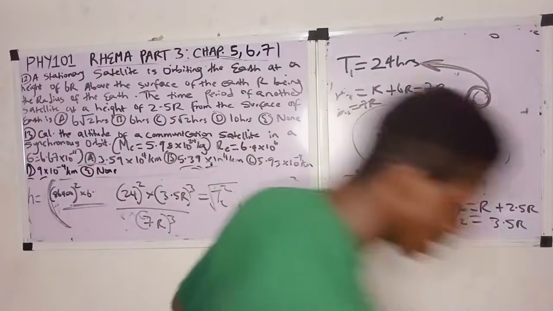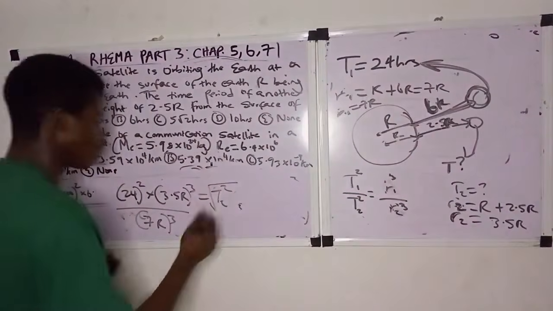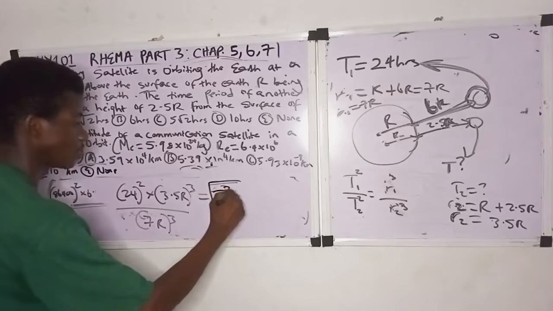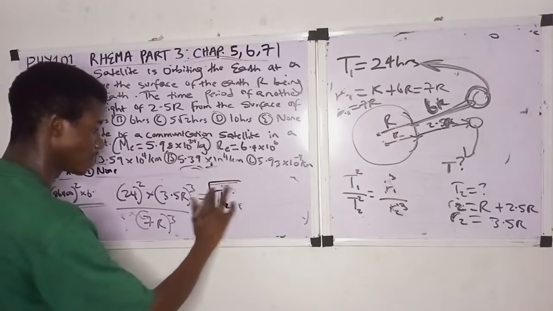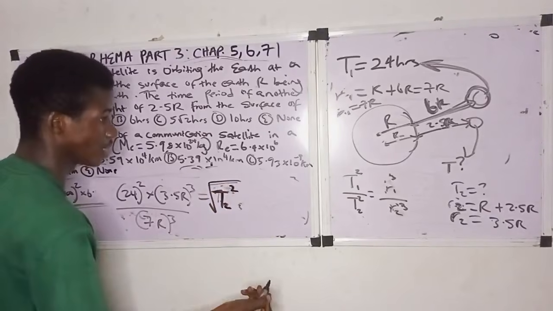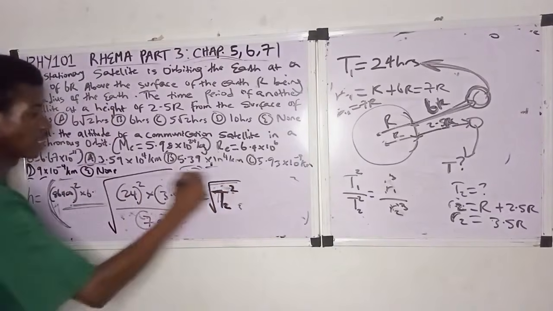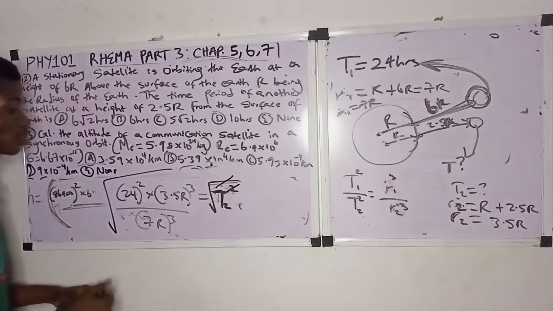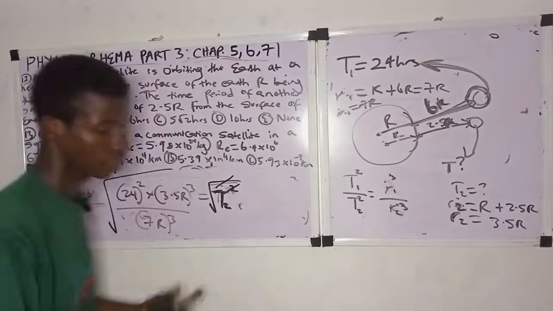Take the square root of both sides. We are looking for T2, but T2 has a square, so this square becomes a square root. So go to your calculator and let's do this to get our answer.